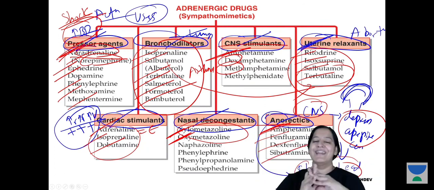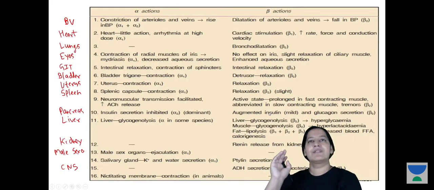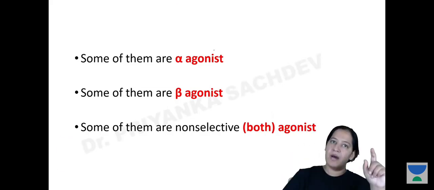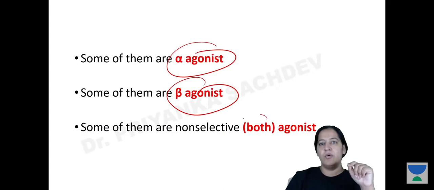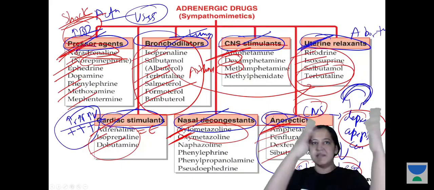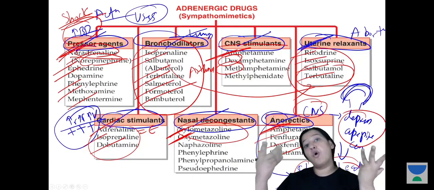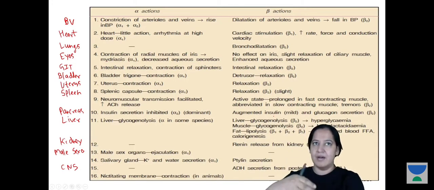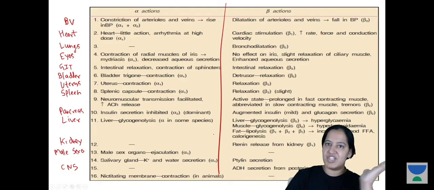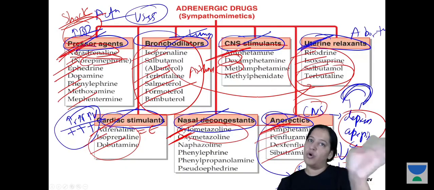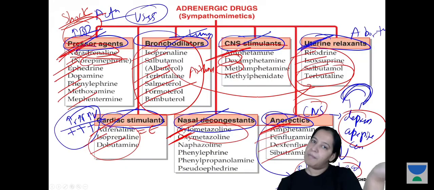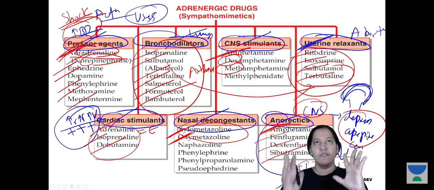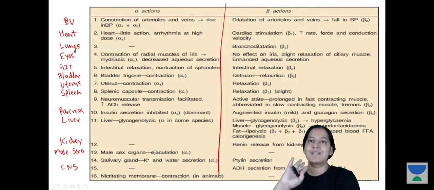Okay, so let me move ahead. Some of them are alpha agonists, some of them are beta agonists, some of them are both. You will ask, ma'am, how will we know which is alpha agonist, which is beta and which is both? Once I teach you this table, from this table I will tell you which action is done by which. Then you will come to know which of them are alpha agonists, which are beta agonists, which are both. So first you have to understand this table, but I am not starting this table now.